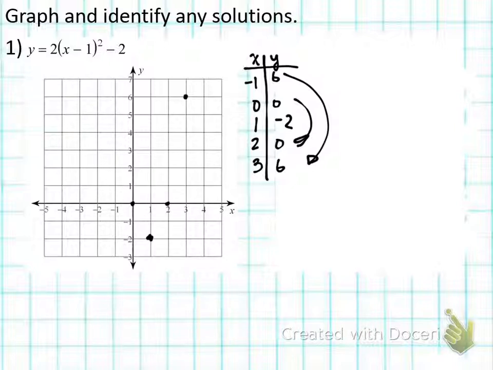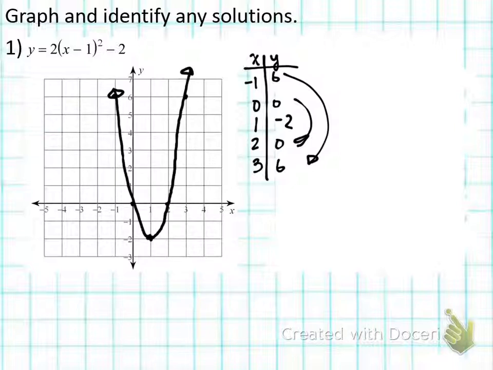Now I'm plotting the points and I'm graphing, using a nice, smooth U-shaped curve. And I'm drawing arrows at the end of each graph. Now, do you remember doing this part up to now?